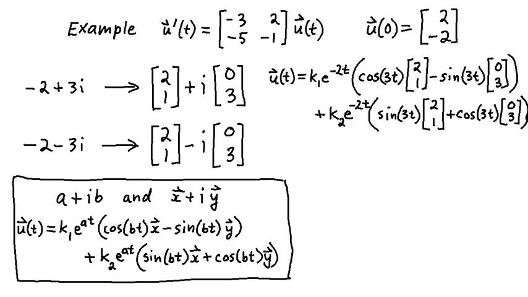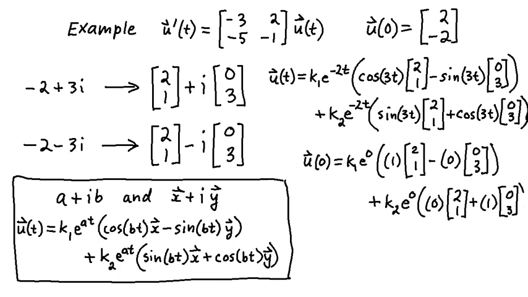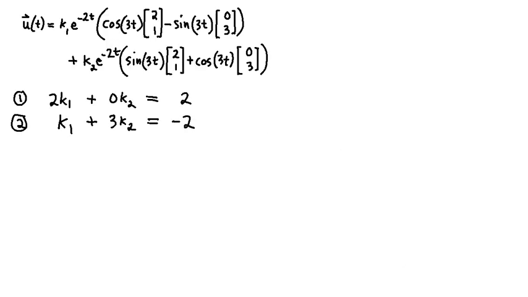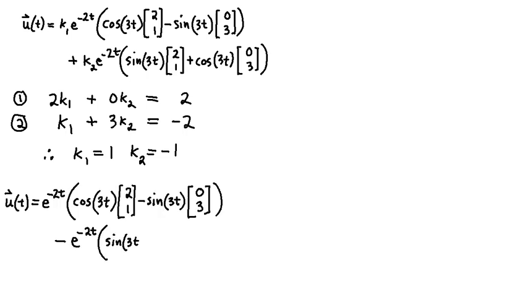Now it remains to find k1 and k2, and we do this using the initial condition provided. When t is equal to 0, the formula and the initial condition lead us ultimately to this system of 2 equations for k1 and k2. We solve equations 1 and 2 to find that k1 must be 1 and k2 must be -1. We then plug those back into the current version of our formula, and when we do, we obtain our final answer. This final answer can be rewritten as follows.